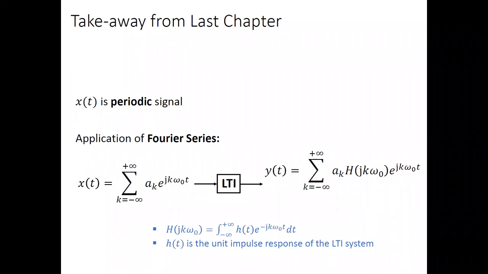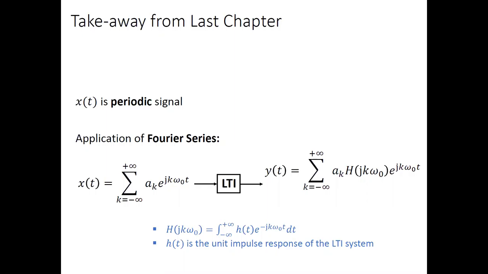It's Fourier series. The background is that we have a periodic signal input to an LTI system. X of t is the input. We can represent it in the Fourier series form, which is basically a linear combination of infinite number of complex exponentials. And after an LTI system, the output is also the linear combination that takes the same format, except an additional term capital H inserted in every term. And that capital H of jk omega zero can be calculated by taking some integral associated with the h of t, the unit impulse response of the system.